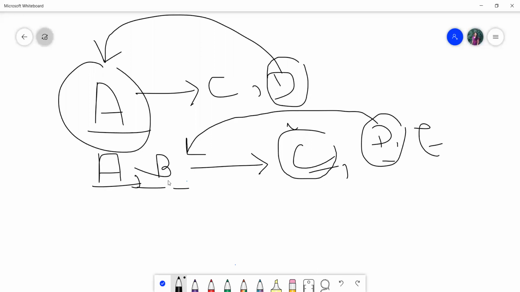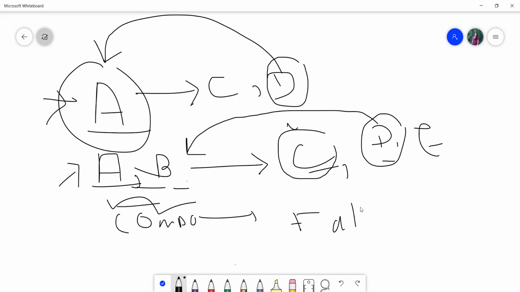Is it clear now? In this case, one attribute. In this case, two attributes. With more than one attribute, when we consider a composite key, that is full functional dependence. Otherwise, it is functional dependence. Is it clear now?